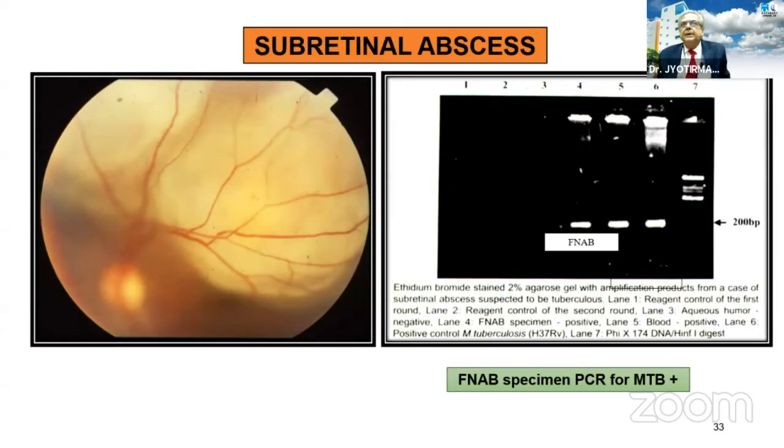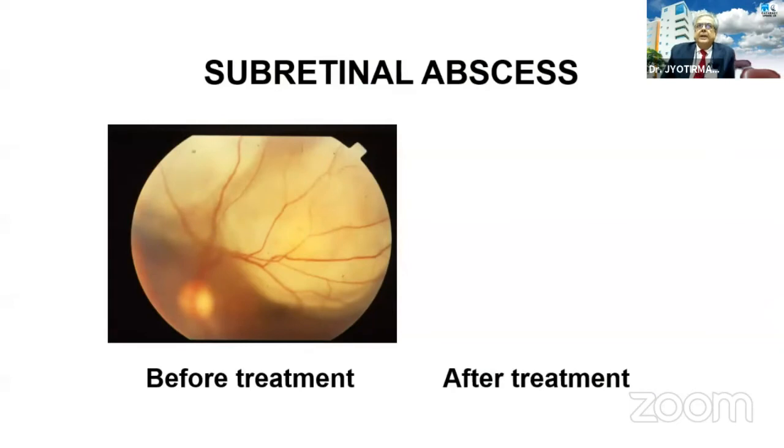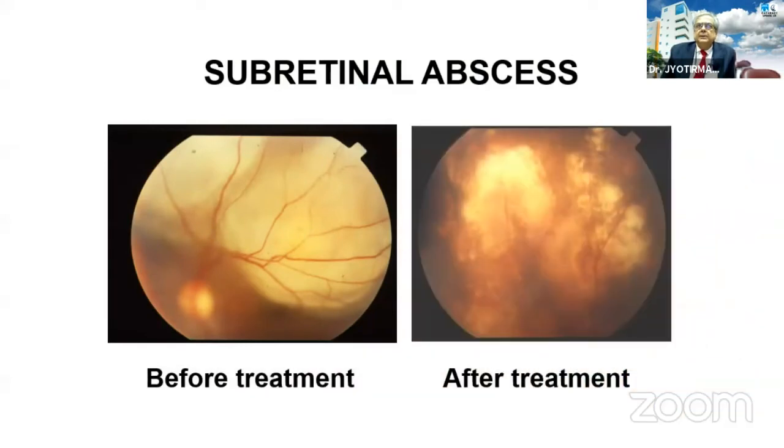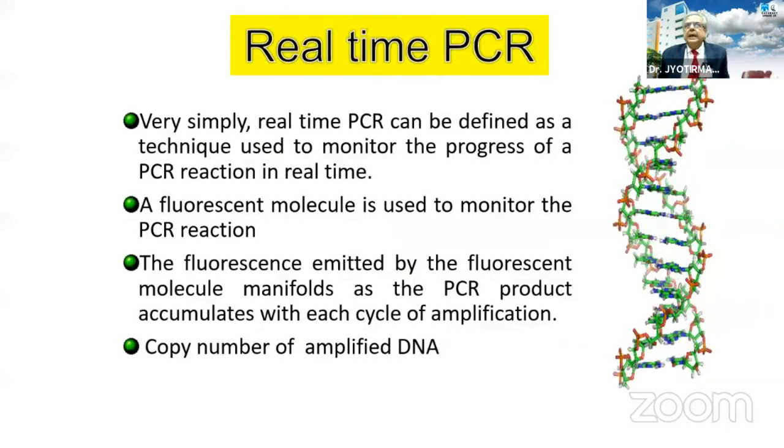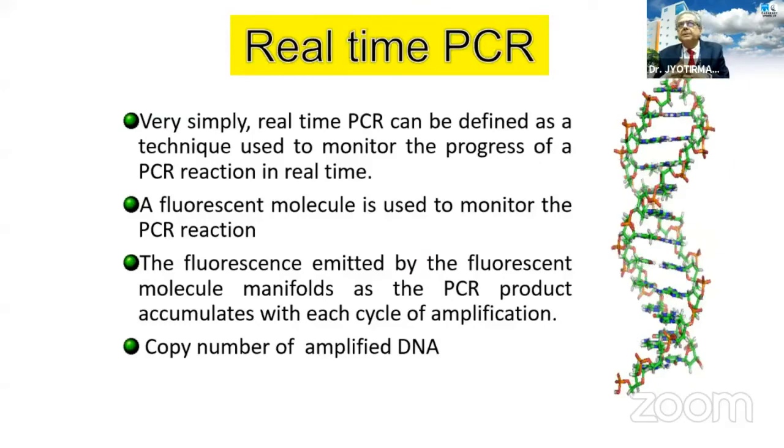This is a case of subretinal abscess, and we suspected an infectious etiology. We took a fine needle aspiration biopsy, and this specimen was subjected to PCR for various organisms. The FNAB specimen for PCR for MTB came positive. After treatment with anti-TB drugs and steroid, the patient had complete resolution of inflammation with marked improvement of vision.